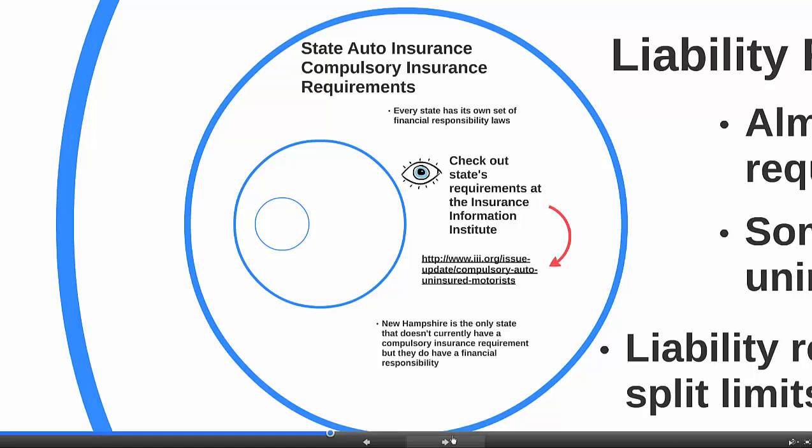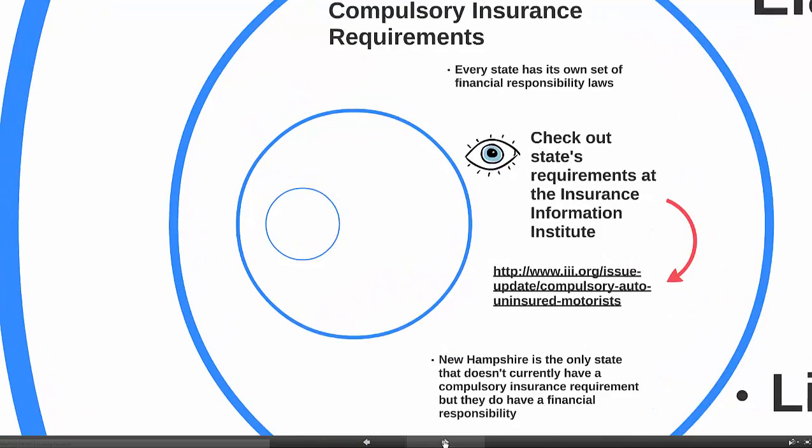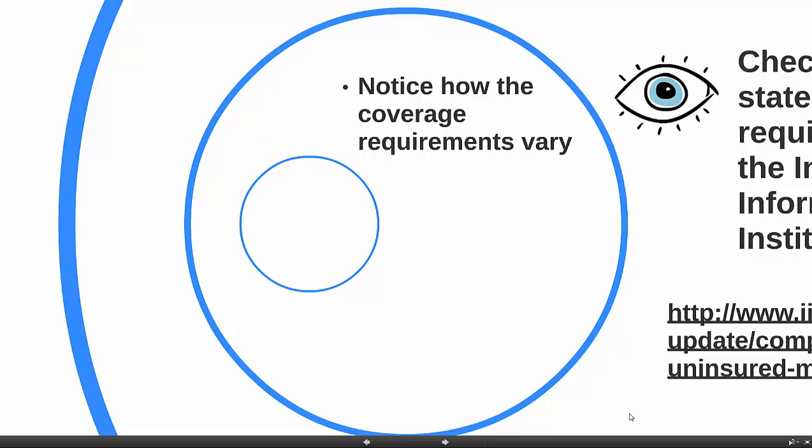Also in that article, it says that New Hampshire is the only state that doesn't currently have a compulsory or mandatory insurance requirement, but they do have a financial responsibility law. Years ago, several states had only financial responsibility laws, but now most have compulsory requirements. The financial responsibility law basically says that if you're involved in an auto accident, even if it wasn't your fault, you have to provide evidence of the ability to pay for any judgment that might arise. And you can do so either through insurance or by posting a bond. And so, as I said, go back to that website and look at that table, noticing how the coverage requirements vary.